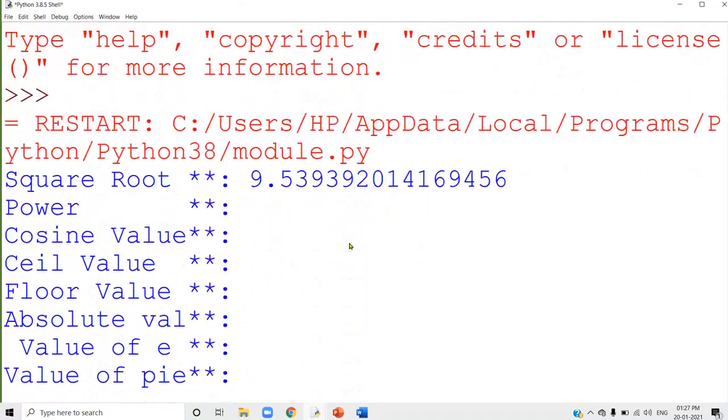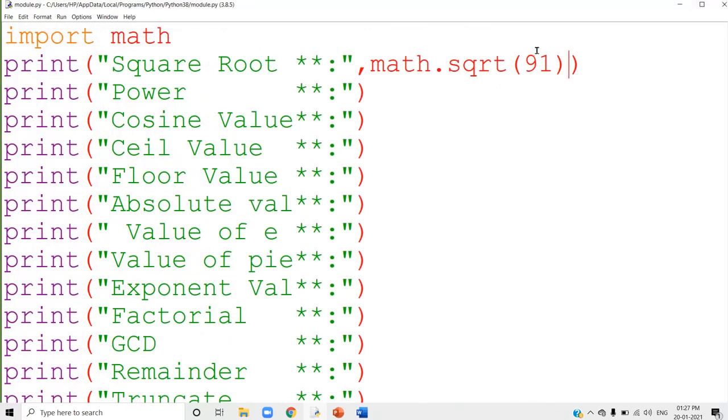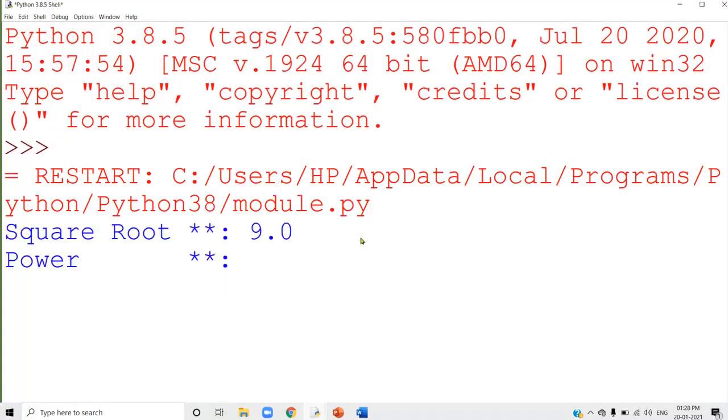See the first answer. So here, this is the square root of 91. 9 point something. I'll change it. I am going to find out the square root of 81. Square root of 81, everybody knows that. So I'll run the program. What is the square root of 81?